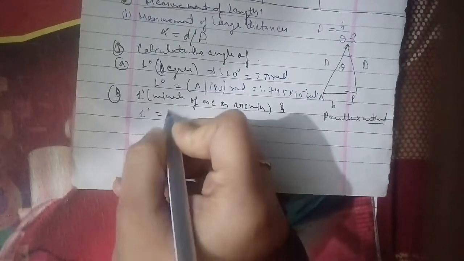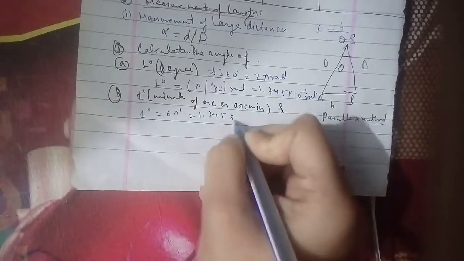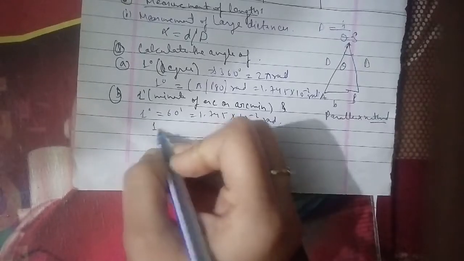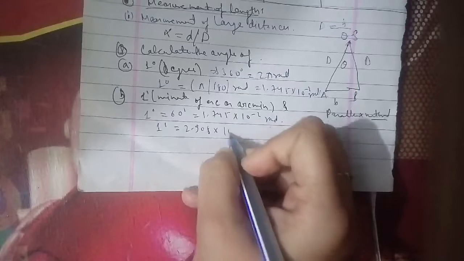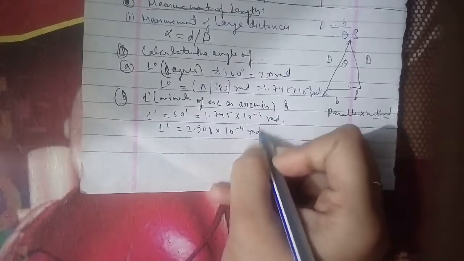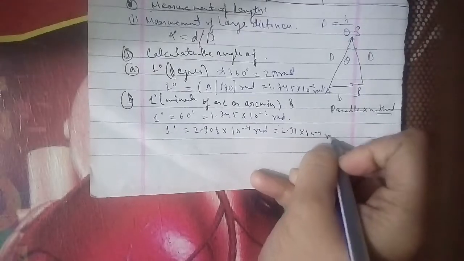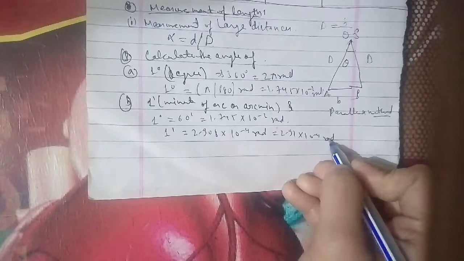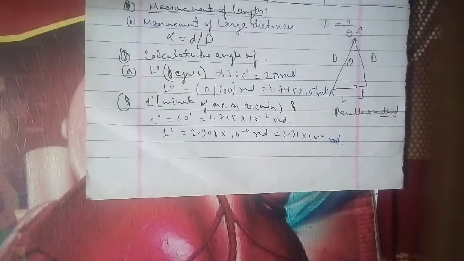Next, for the same, we talk about the other one, the C part of this only, which is 1 second of arc, or arc second, in radians.